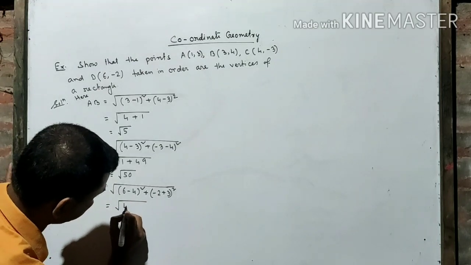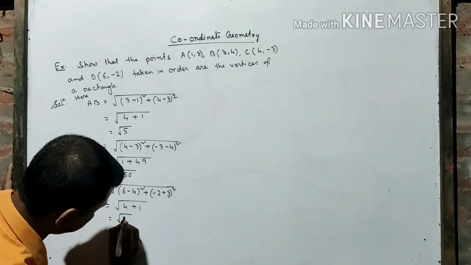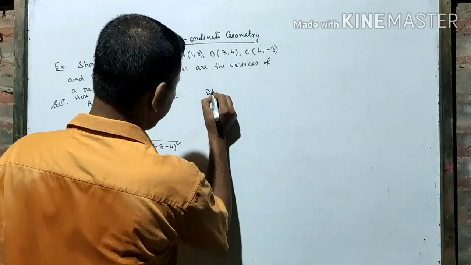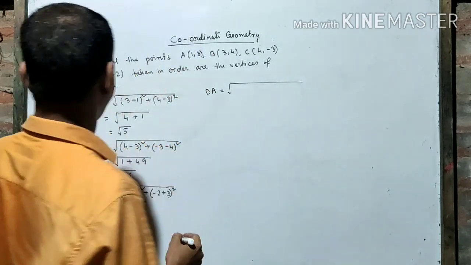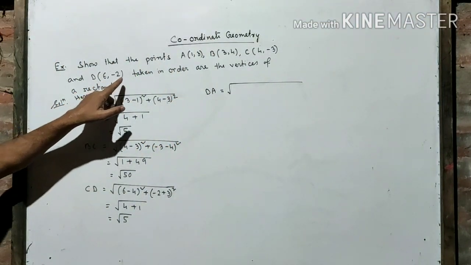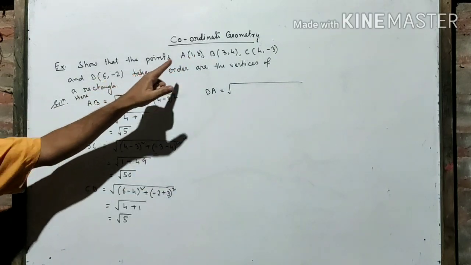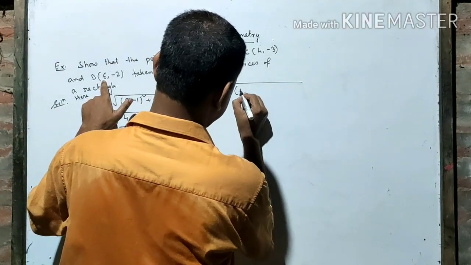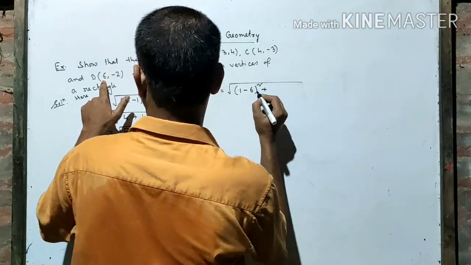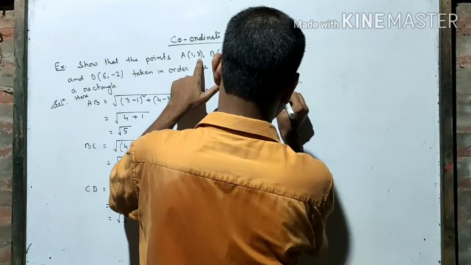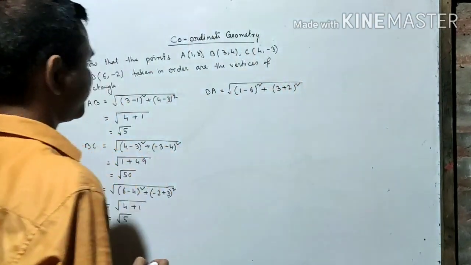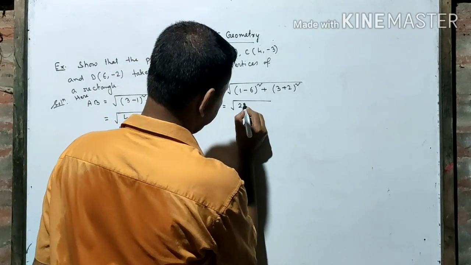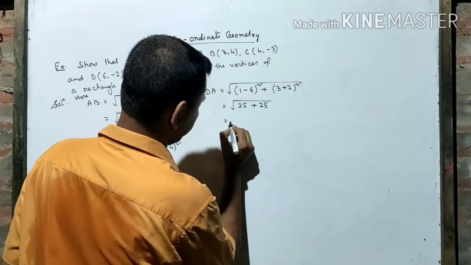This is equal to 4 plus 1, which is equal to root 5. Then we will find DA. So these are x1, y1 and x2, y2. So x2 minus x1, that is 1 minus 6 whole square, plus 3 minus minus 2 whole square. This is equal to 25 plus 25, that is equal to root 50.